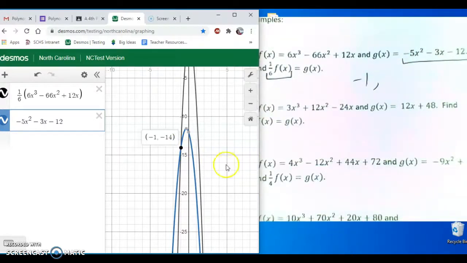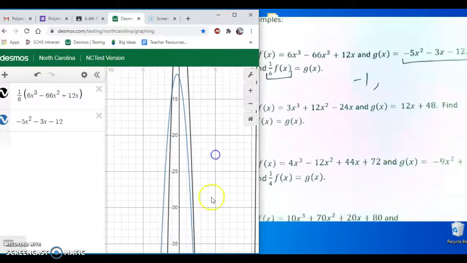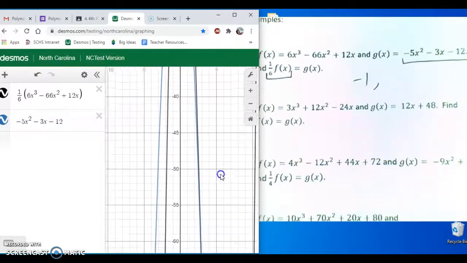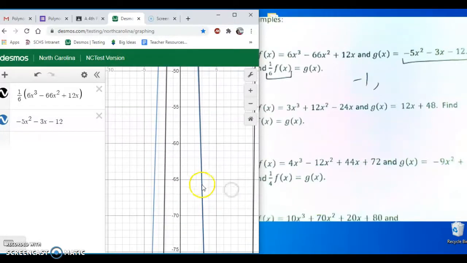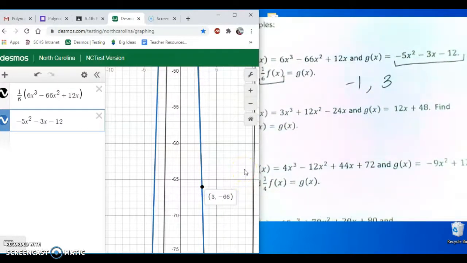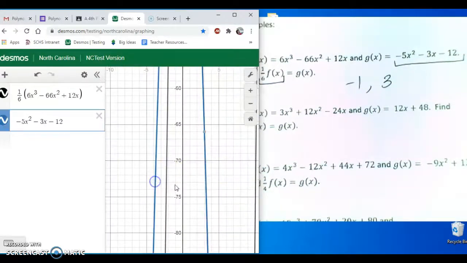Okay? Now I'm going to scroll a little bit, or move it around, and I'm trying to see where the blue and the black cross again. It looks like the blue and the black cross somewhere down in here, and when you click on it, something will pop up. Oh, 3 is another answer. So we got -1 and 3, and I do feel like there's another answer somewhere.